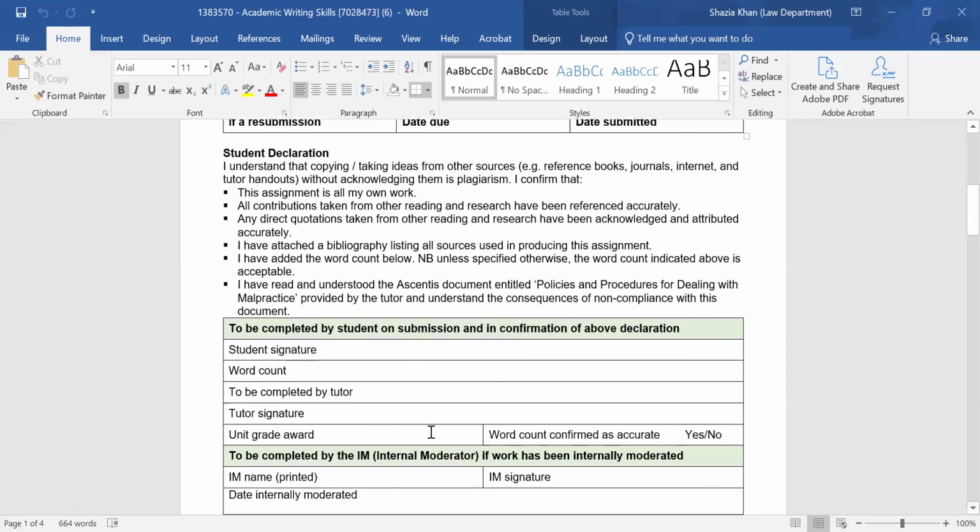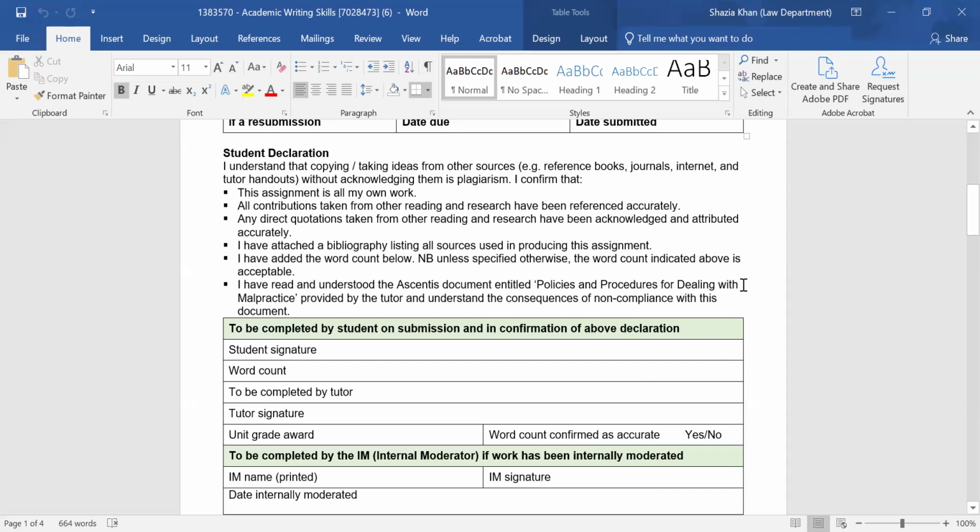Your student declaration will look at your word count, and it literally says that I understand that copying, taking ideas from other sources, for example, reference books, journals, internet, and tutor handouts without acknowledging them is plagiarism. I confirm that this assignment is all my own work. All contributions taken from other reading and research have been referenced. So here you are using the Harvard system for referencing. Any direct quotations taken from other reading and research have been acknowledged and attributed, and I've attached a bibliography listing all the sources used in producing this assignment.